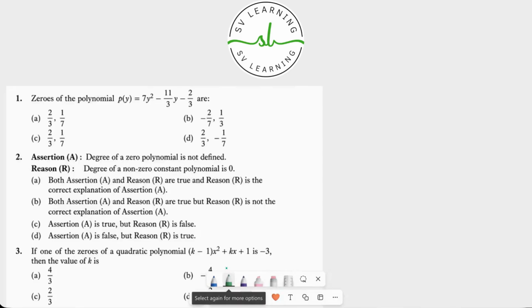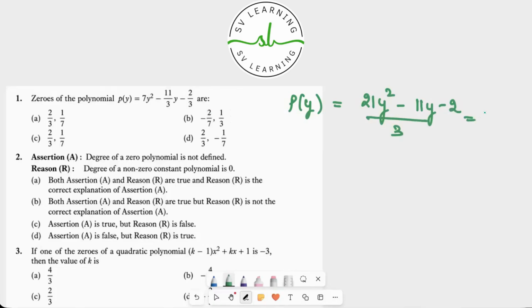So this is the very basic and the most important, the first category of question, wherein the polynomial will be given and you need to find the zeros. We all know that when the polynomial is given to us, in order to find the zeros, we first equate the polynomial to 0. So I'll take the LCM. This will become 21y square minus 11y minus 2 by 3 is equal to 0. And anyways, denominator 3 equal to 0 means this 3 will go to the right hand side. So your polynomial will eventually become this.